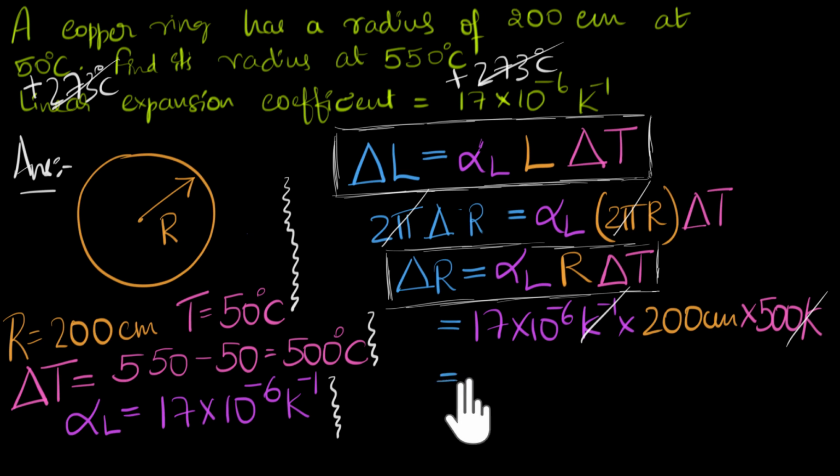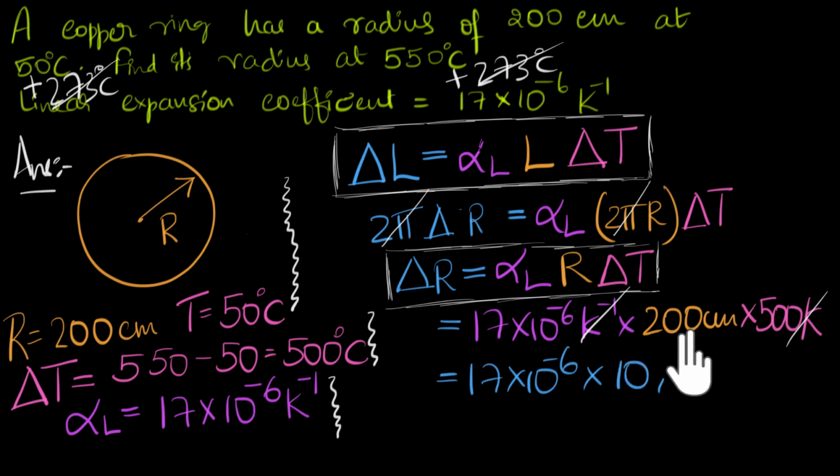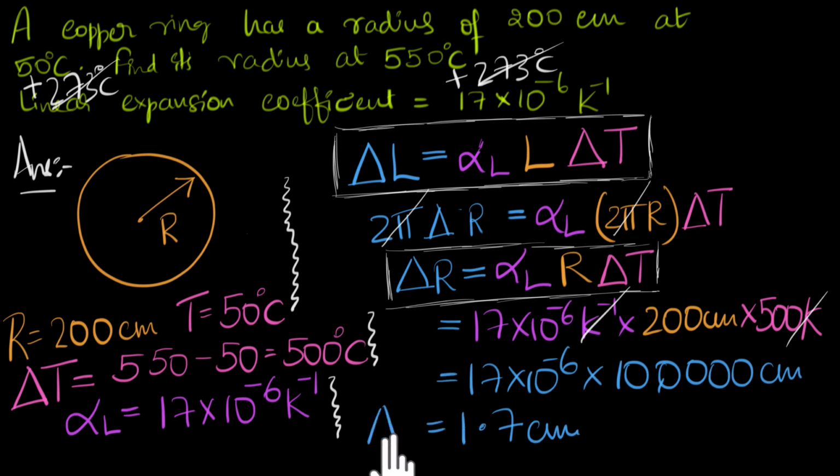All right, let's go ahead and calculate now. We have 17 times 10 to the minus 6 times 200 times 500. 5 times 2 is 10, and then we have 4 zeros. Let's see what that gives us. That gives us 10 to the minus 1 when you multiply these two, times 17 is 1.7. So 1.7 centimeters. All right, so what we have calculated now is the change in radius.